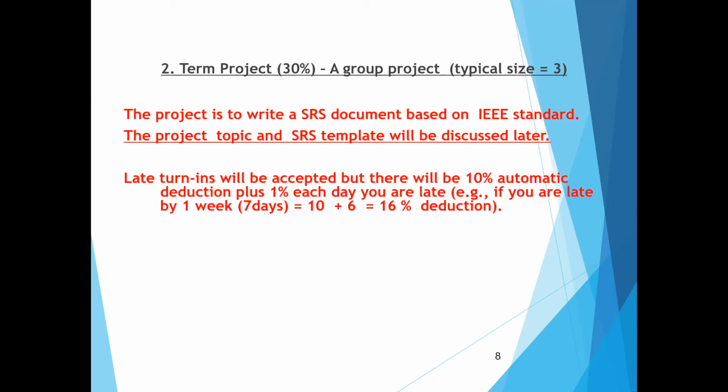Now, I'll accept late turn-ins, but there will be automatic deductions, so the deadlines you have to meet. If you're late, there will be a 10% deduction initially. So if the due date is today, you miss it somehow, you turn in tomorrow, there'll be an automatic 10% deduction of the total points. Then 1% for each day you're late. So if you're late by 1 week or 7 days, the deduction will be 16% of total points. Assuming the total points is 100, the maximum you can get at this point is 84. But it's better to turn in late than not turning in at all, obviously.